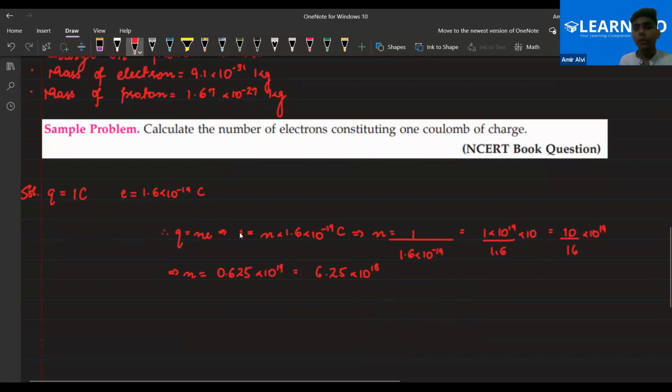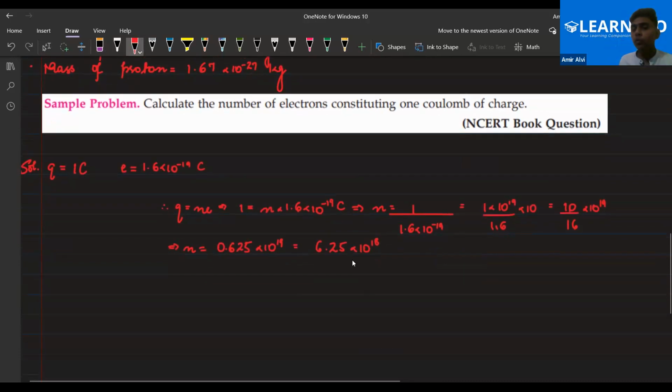So you have to remember this number: in 1 coulomb of charge, there are 6.25 into 10 to the power 18 electrons. In questions, there is a possibility that they will remove the decimal, so that would be 625 into 10 to the power 16 electrons. They can use this expression either way; it depends totally on the question. Am I clear to all of you?